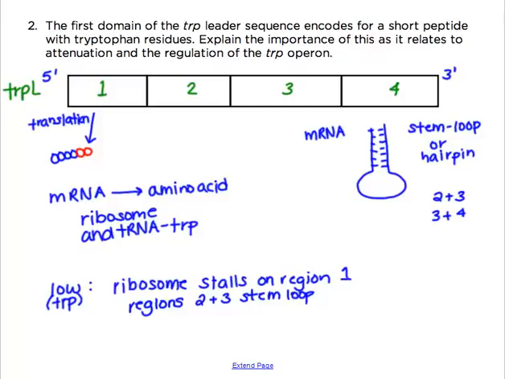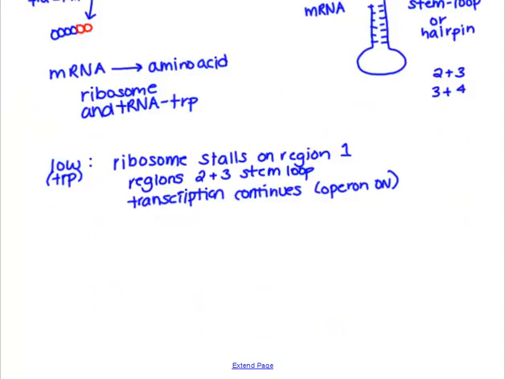Now, when regions 2 and 3 stem loop together, this is where the operon will continue to be transcribed. So transcription continues, which, in other words, means that the operon is on. And that makes sense, right? If you don't have any tryptophan, you want the operon that synthesizes tryptophan to be on and expressing its structural genes so that the biosynthetic pathway can continue.